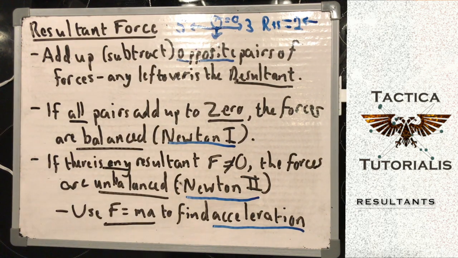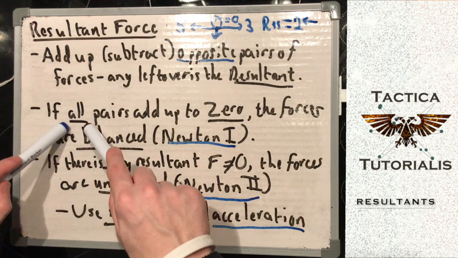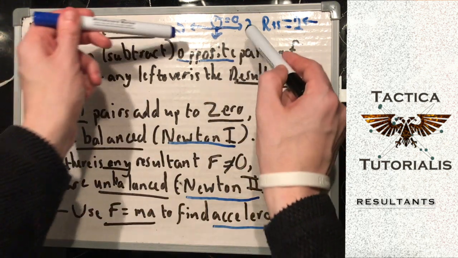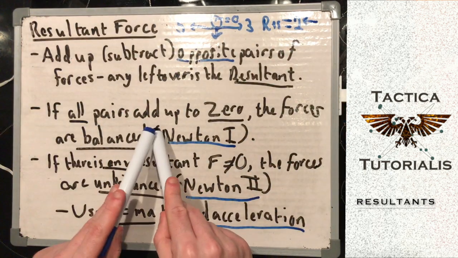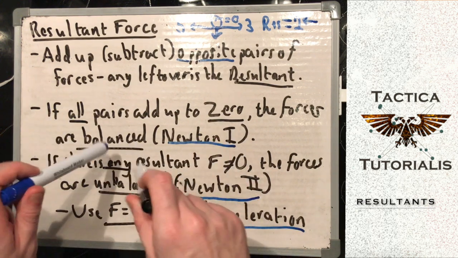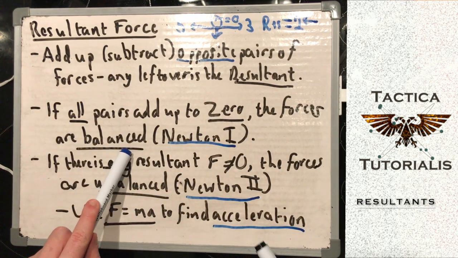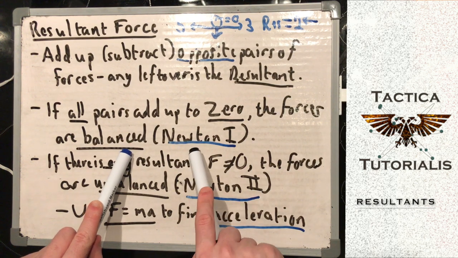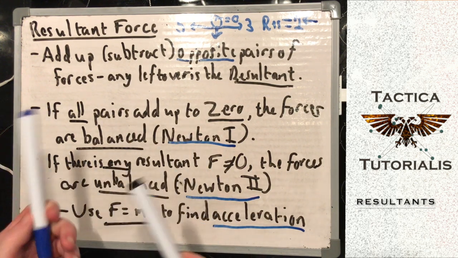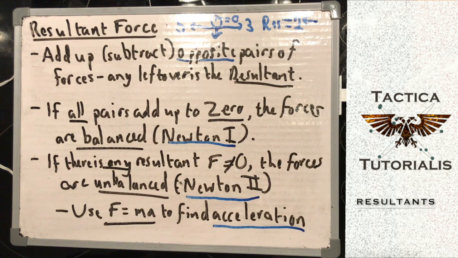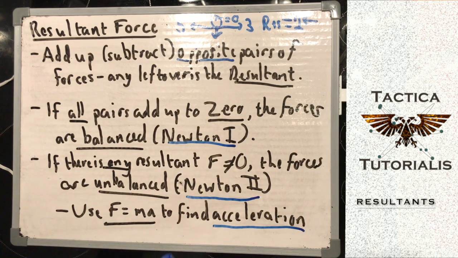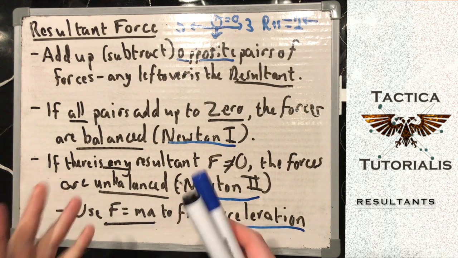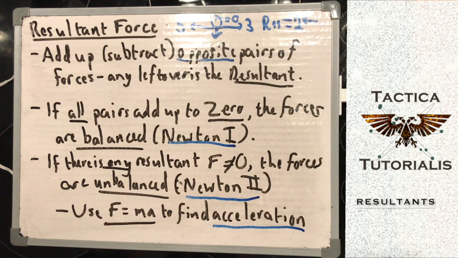If, and this is where Newton's laws come in, if all the pairs add up to 0, so those two, take them away, equals 0, those two, take them away, equals 0, if they all add up to 0, then we say that the forces are balanced. That means that Newton's first law is in effect, which means, remember, that the object does not change its state of motion because there is no overall force acting on it. The forces cancel out, and so the object carries on, staying still or moving at a constant speed.